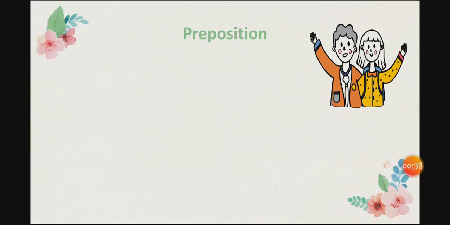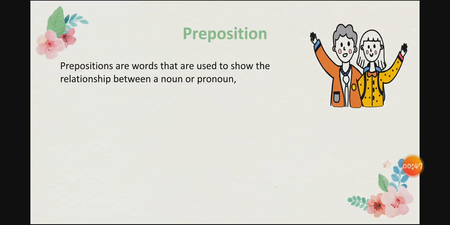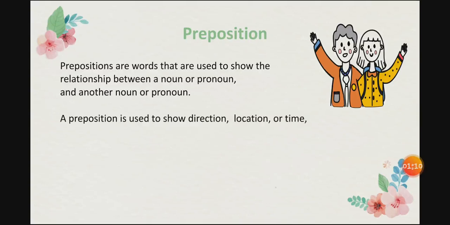Preposition. What is a preposition? Prepositions are the words that are used to show the relationship between a noun or pronoun and another noun or pronoun. It means that with one noun or pronoun, a preposition will show you the relationship with another noun or pronoun or any word of a sentence. It can be a verb, it can be an adjective as well. A preposition is used to show direction, location, or time, or to introduce an object.